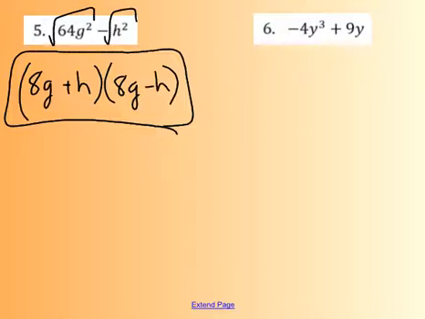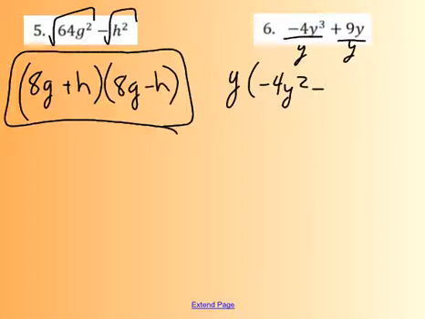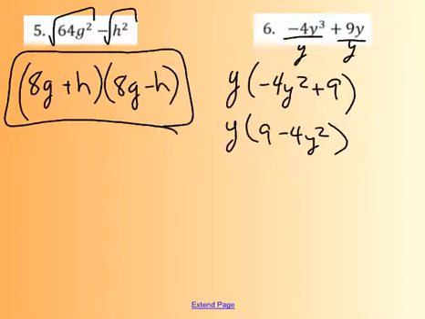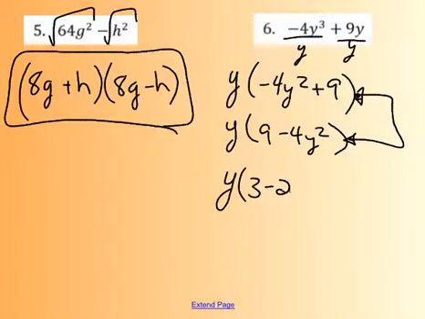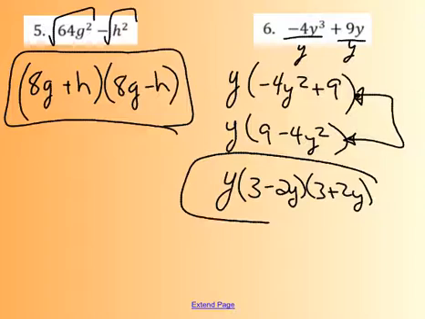This one's kind of tricky. Alright, I'm going to divide it by y. So now I have y times negative 4y squared plus 9. Now, because I'm good at math, I should know that I can reorder that. So what I did is I took the 9 and wrote it out front, minus 4y squared. These two are the same thing. And the reason I want to do that is when I do that, it's pretty easy to see that the square root of 9 is 3, minus 2y, and 3 plus 2y.